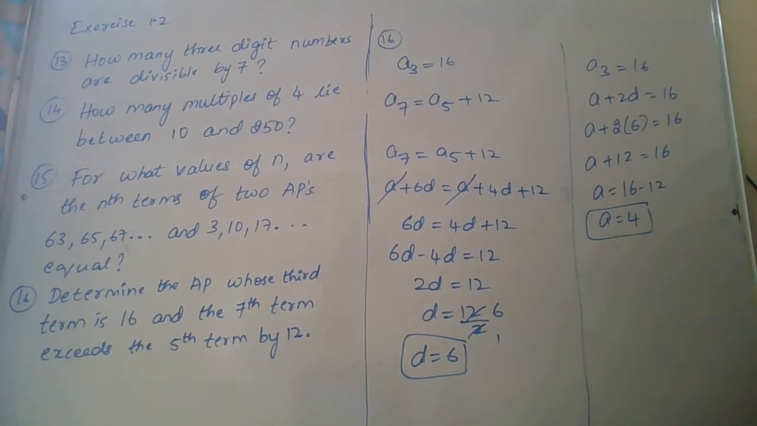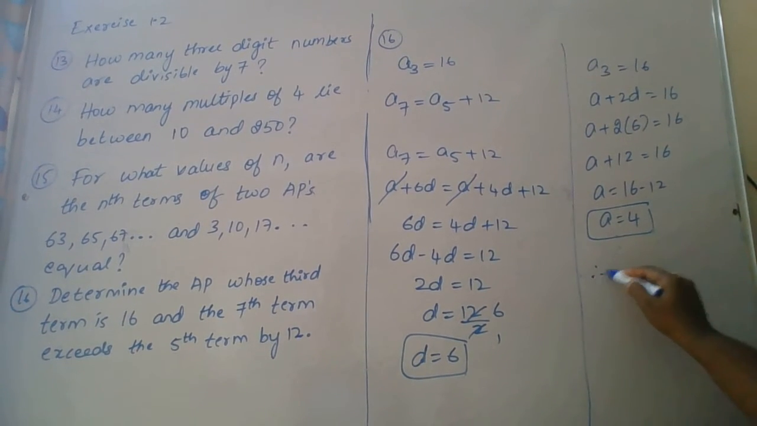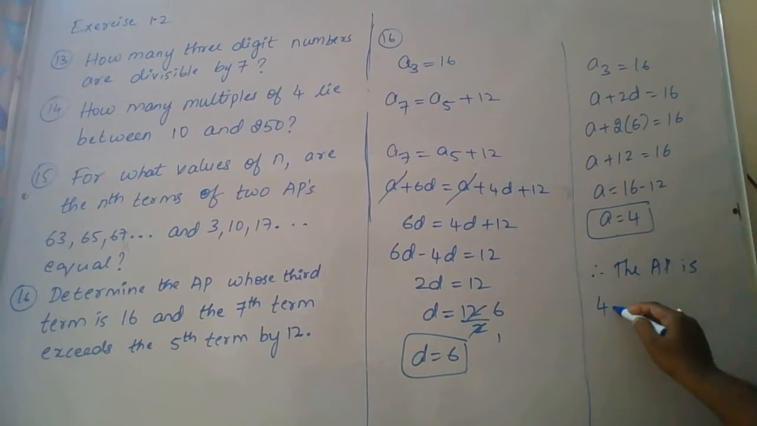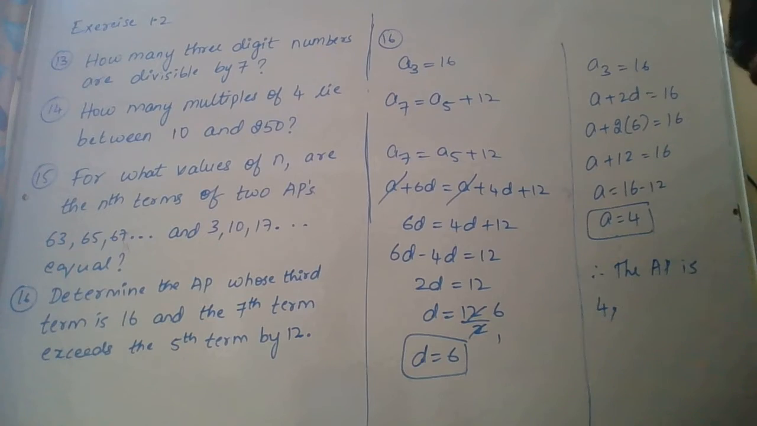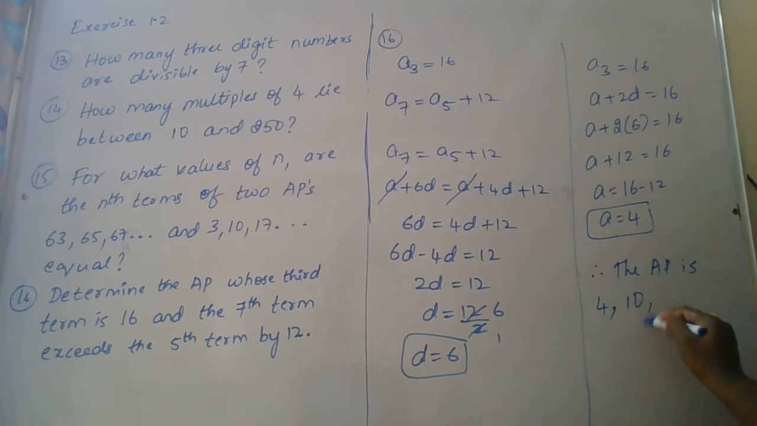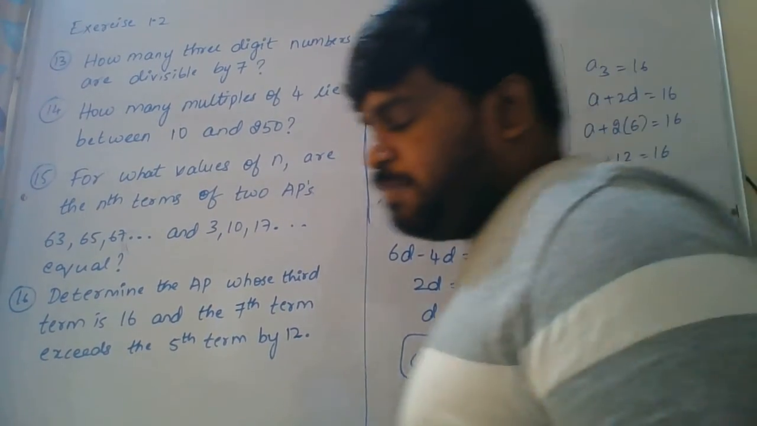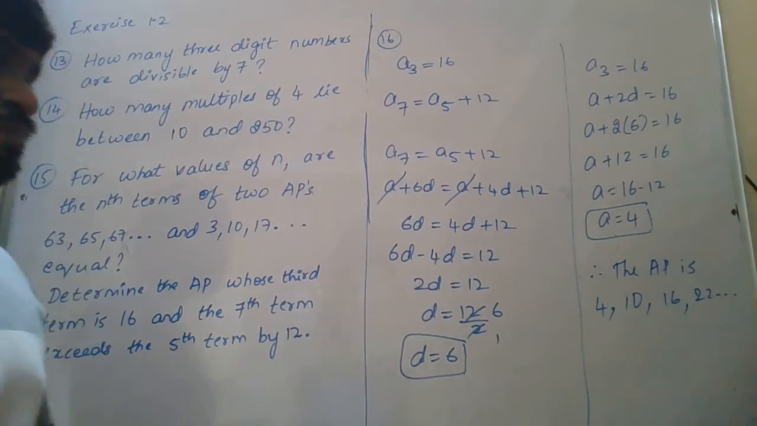So, we got the A value, D value. Therefore, the AP is, the first term is 4. How do you get the next one? Add D to it. 4 plus 6 is 10. 10 plus 6 is 16. 16 plus 6 is 22, and so on. This is our AP. Very easily we have got it.